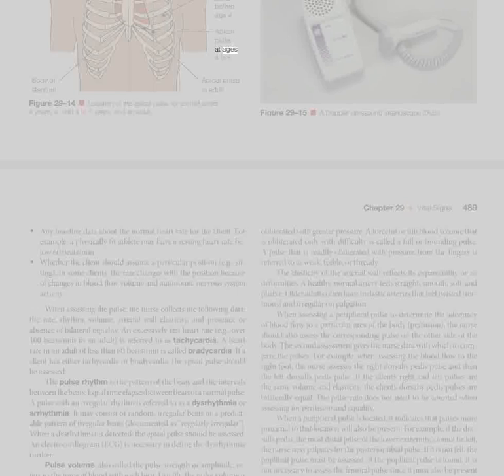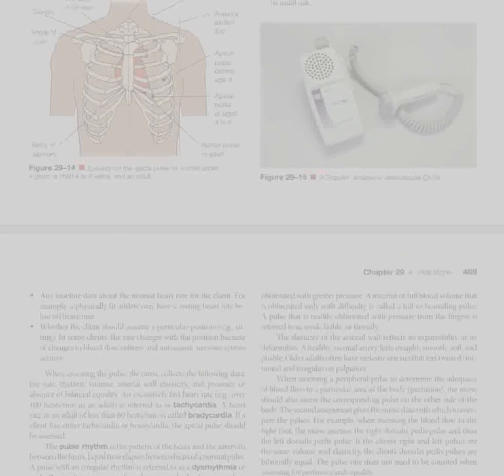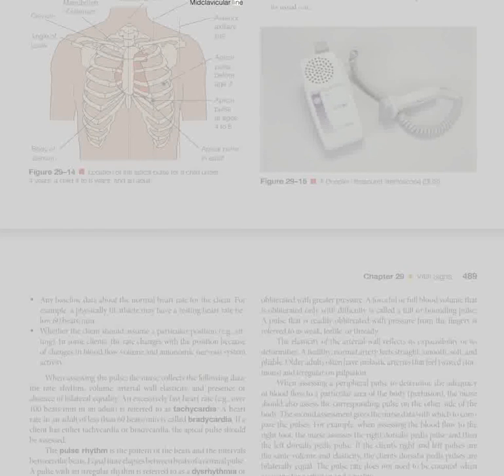Apical pulse before age 4. Apical pulse at ages 4 to 6. Apical pulse in adult. Body of sternum. Anterior axillary line. Manubrium of sternum. Clavicle. Midsternal line. Midclavicular line. Figure 29-14, location of the apical pulse for a child under 4 years, a child 4 to 6 years, and an adult.